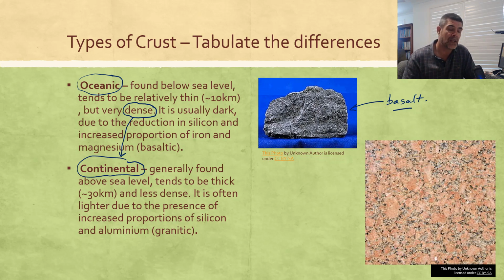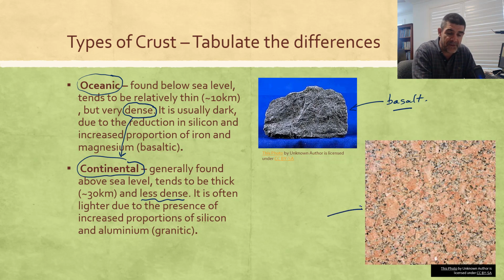On the other hand, continental crust tends to be found above sea level. It's much thicker, as I mentioned before, and it's less dense. And that, again, is something that we're going to draw on a little bit later on. It's as a rock lighter, generally speaking, due to the higher proportions of silicon and aluminium.